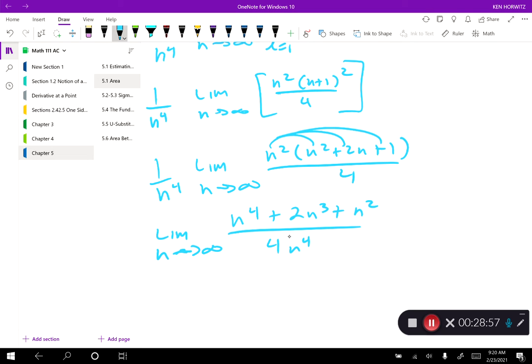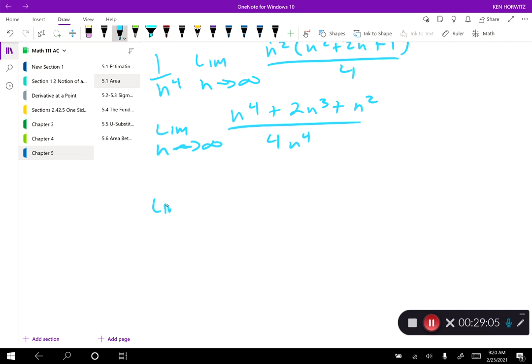Now I can simplify each one of those fractions. I get the limit as n approaches infinity. n to the 4th over 4n to the 4th is just 1/4. 2n cubed over 4n to the 4th, I get 1 over 2n. And n squared over 4n to the 4th, I get 1 over 4n squared. And now when I take my infinity and plug it in, I get an answer of 1/4.